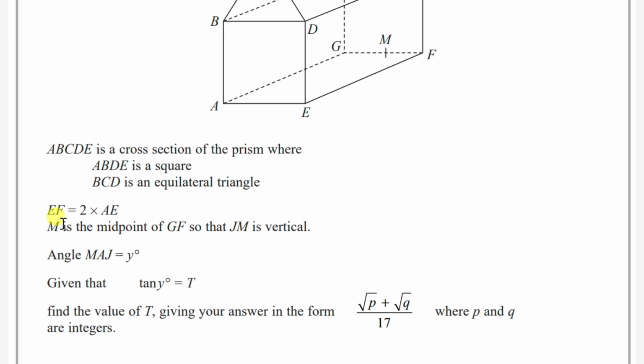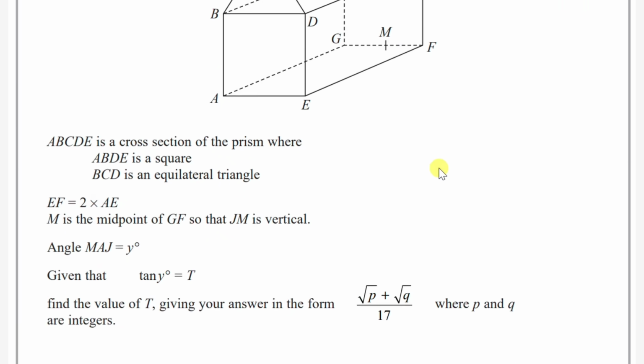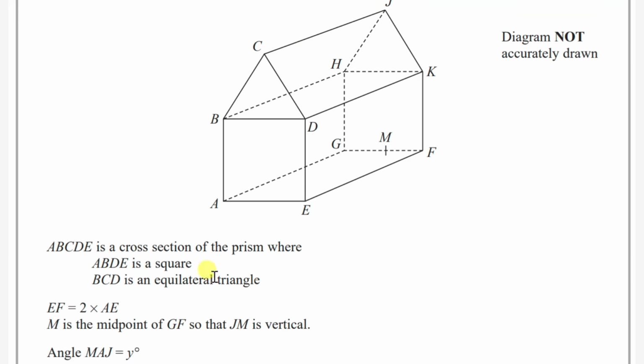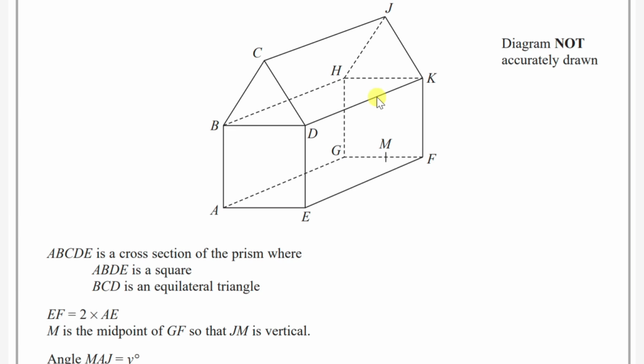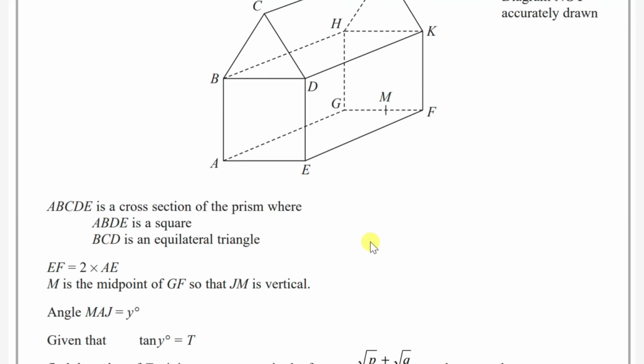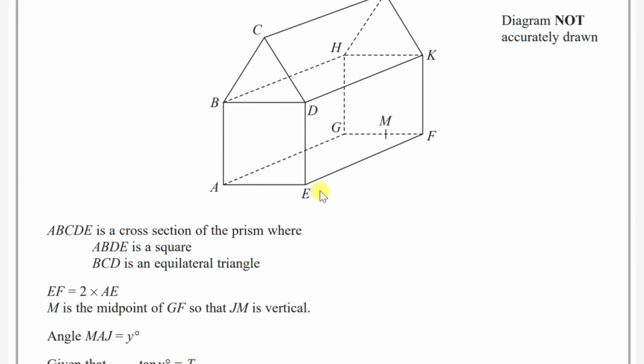Now, the length of EF is 2 times the length of AE. So EF is this length here. If this was x, then we double it to 2x. M is the midpoint of GF, so that JM is vertical. So find GF. GF would be here, this line over here, and they labeled M already. So they're talking about a downward vertical line from J to M. So it'll be perpendicular to this, so it'll be 90 degrees. Yeah, it's just a midpoint. That's it. Now they tell us the angle MAJ is y, so I guess they want us to find this angle here.